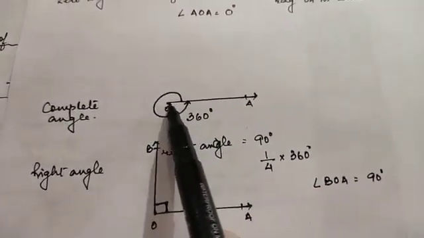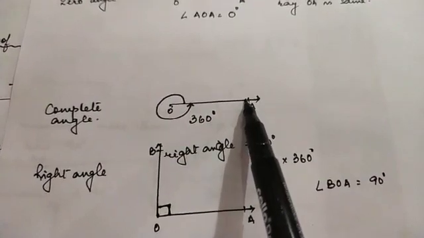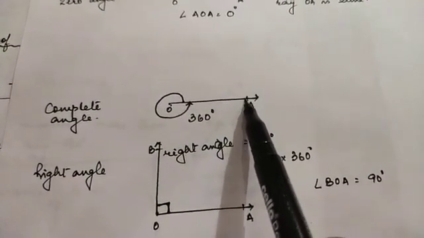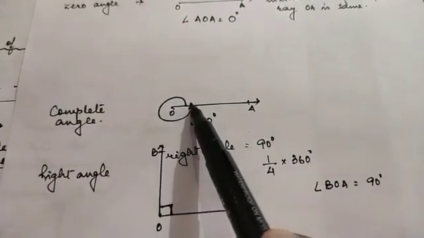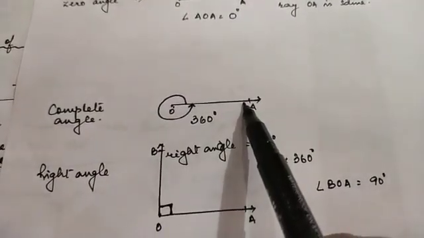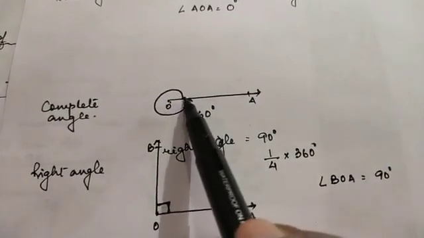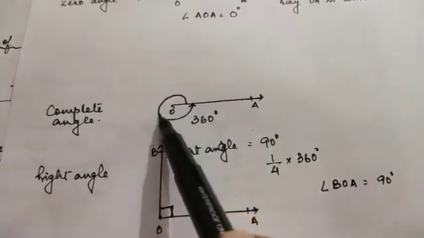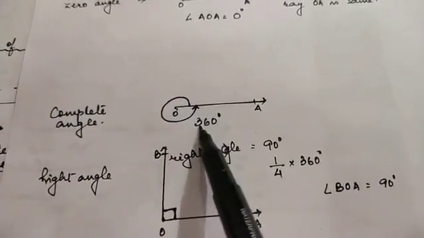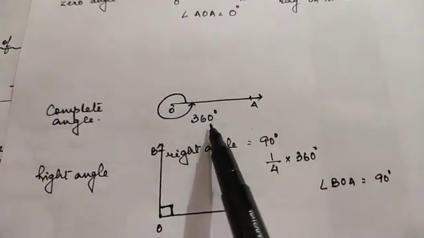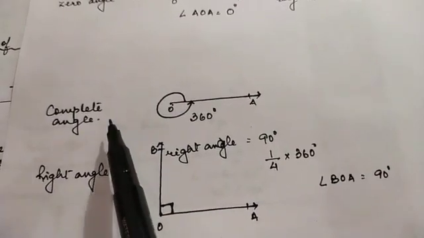Now when the ray from the initial position OA rotates and comes back and lies in the initial position OA again, starting from the initial position, rotating and coming back, completing 360 degrees, this is a complete angle.